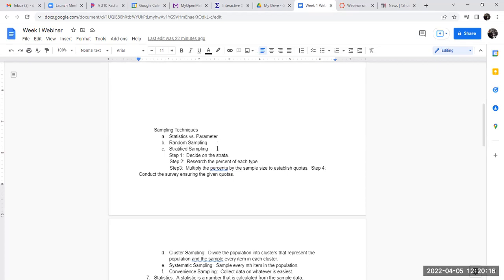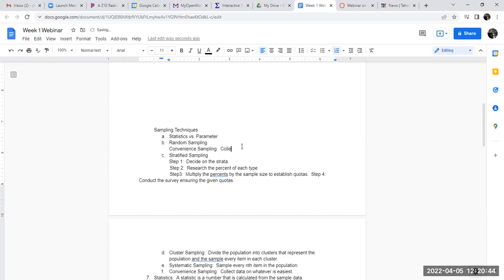Let me go here and talk about the sampling. The different sampling types are labeled with letters. Convenience sampling is one, and that means grab whoever answers your question, whatever's easier. So collect the easiest way. Do you think that is a good method if you're going to be doing some scientific research?